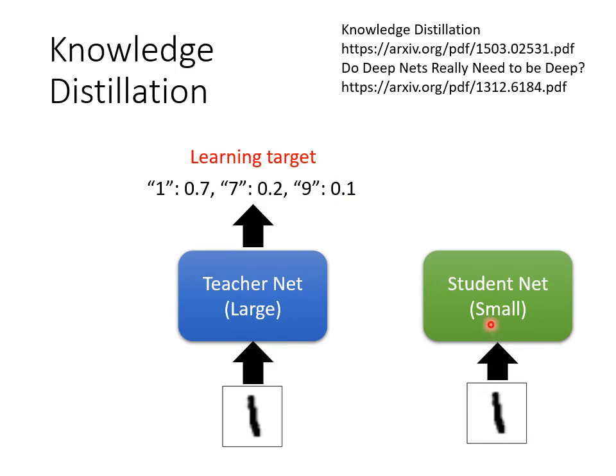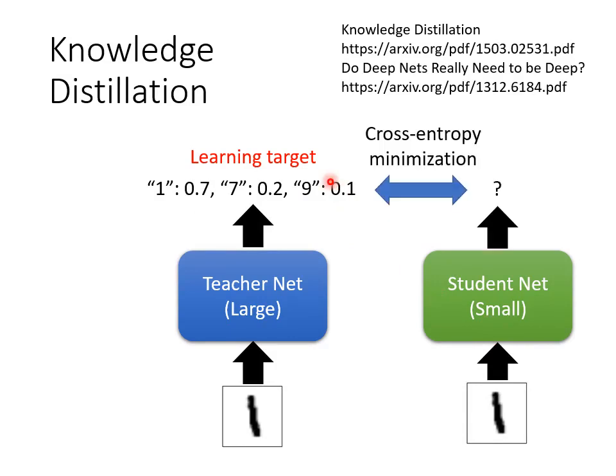But the student does not learn from the correct answer. It treats the teacher's output as the correct answer. That is, 0.7 for 1, 0.2 for 7, and 0.1 for 9. The student should try to output something as close as possible to the teacher's output. So it should try its best to output 0.7 for 1, 0.2 for 7, and 0.1 for 9.